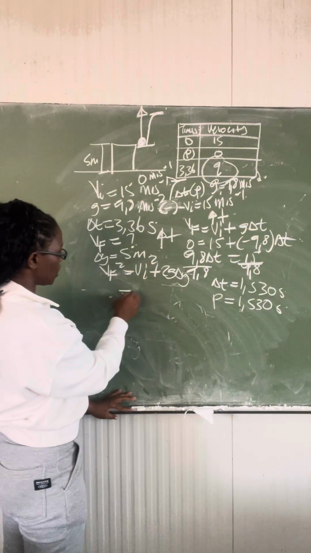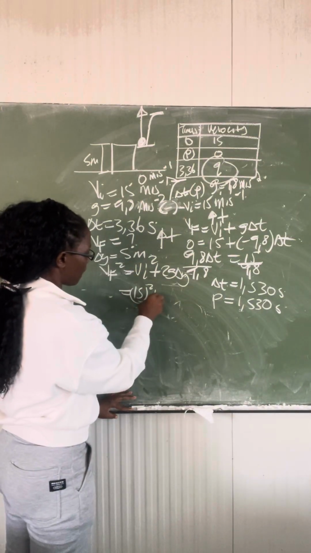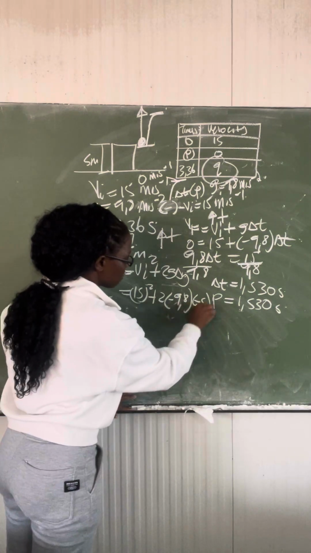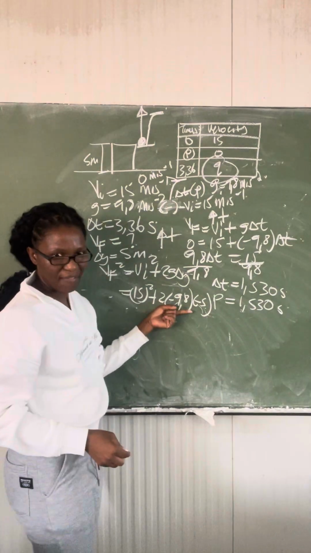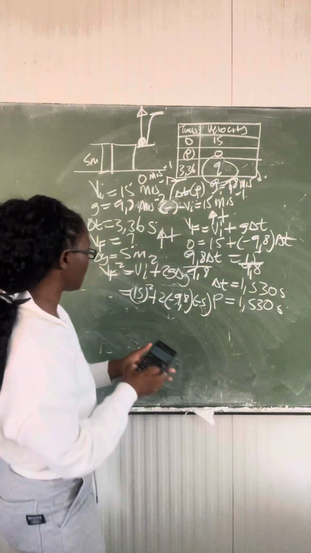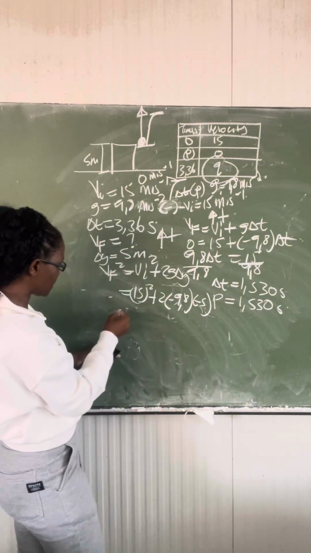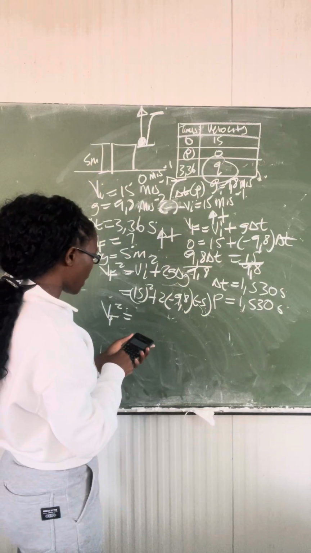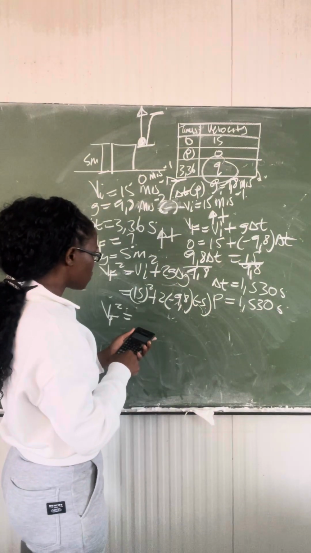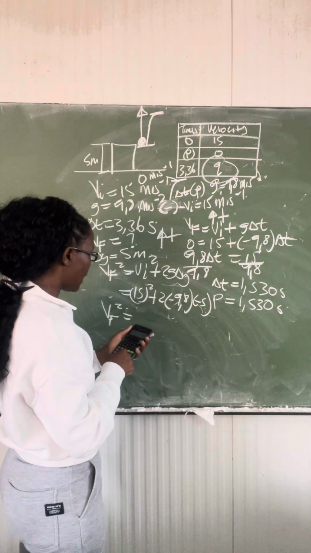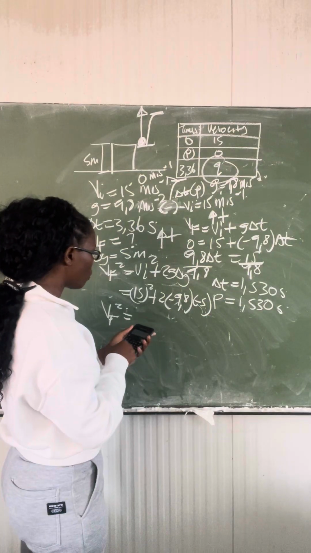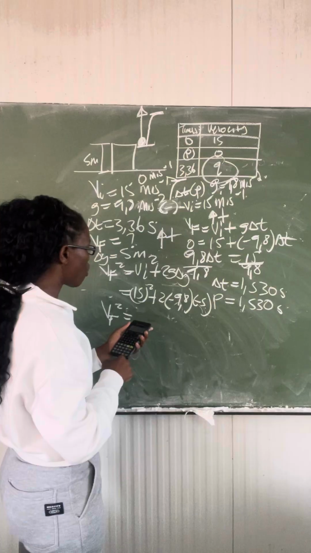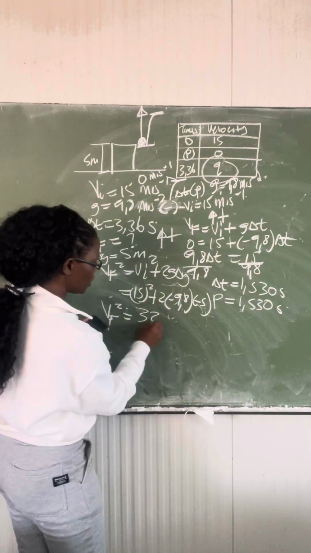Correct substitution, we are having 15 squared plus 2 into negative 9.8 into negative 5, because g and the height of the building are both below the starting point. So we punch our calculator. We're having 15 squared, and then being added to 2 into negative 9.8 into negative 5. Close. So the answer here is 323.